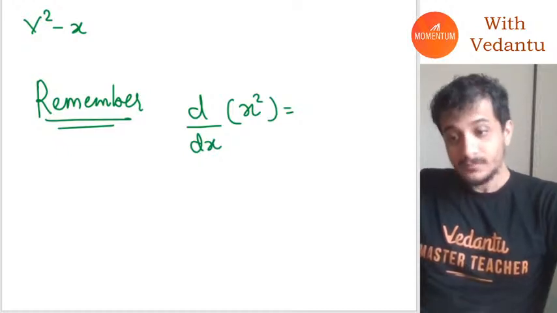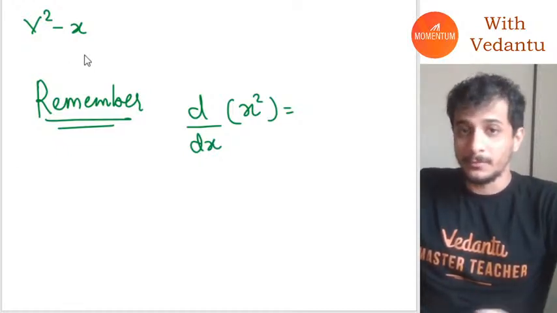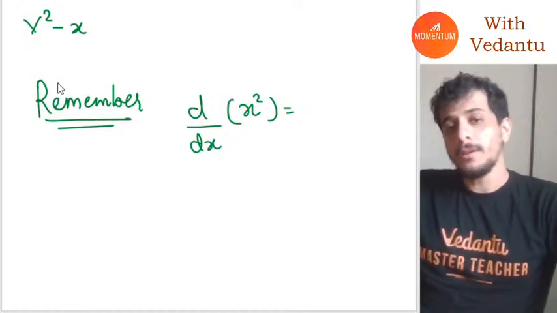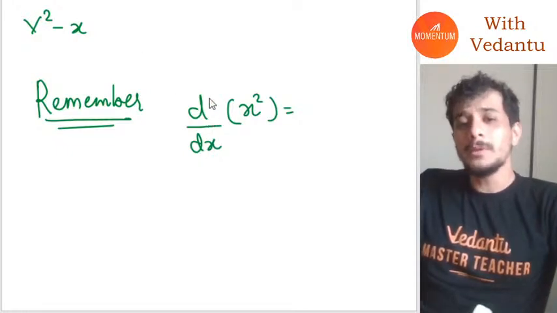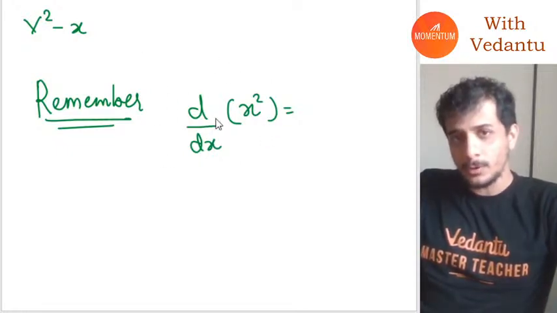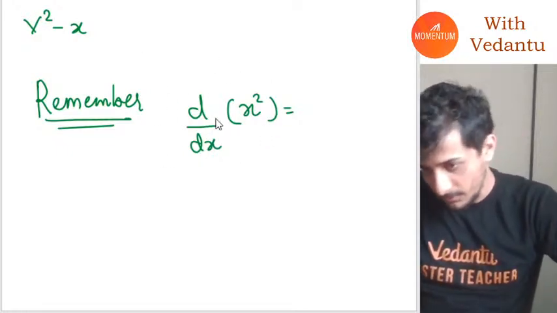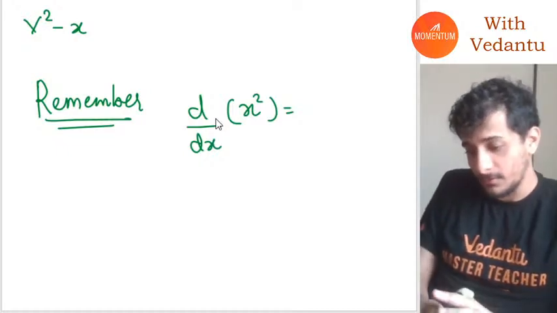Now guys, the next graph is the v square versus x graph. Can you tell me the answer to this small question? What is d by dx of x square?